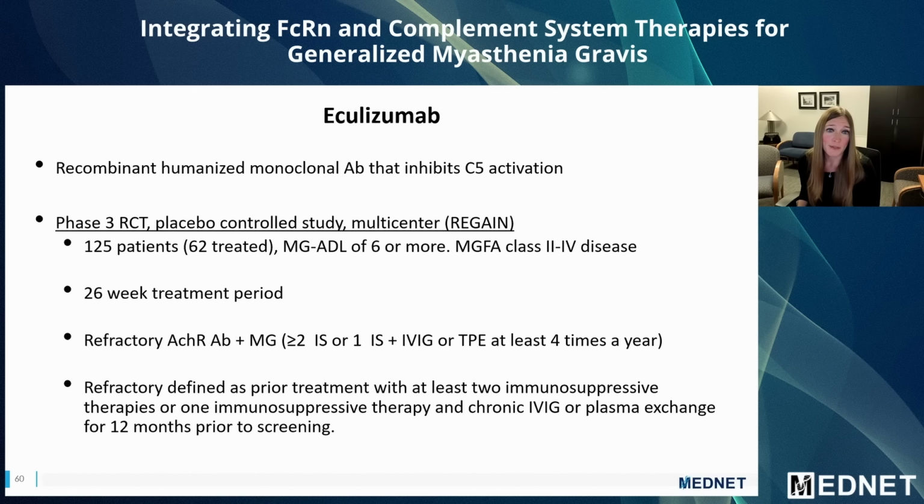And so eculizumab was the first complement inhibitor approved for MG. This was based on the REGAIN study. This is a recombinant humanized monoclonal antibody that inhibits C5 activation. So the vast majority of trials have been discussed.